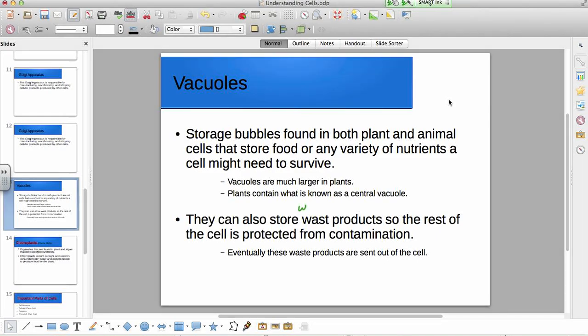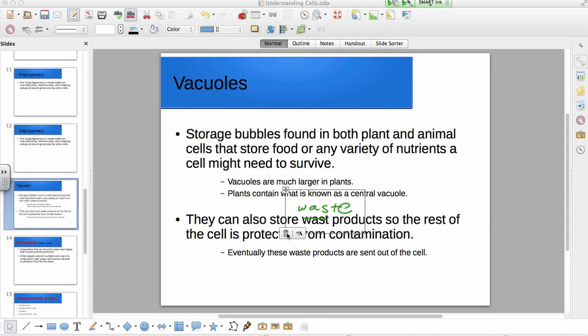So we know that we produce waste and it's poisonous, right? Well, like I've said a million times, each cell produces waste. So that waste is going to be poisonous to that cell. It can contaminate it. So these vacuoles are going to store that waste product and prevent that cell from being contaminated. Eventually, that waste that is stored by the vacuoles is going to be sent out of the cell and then, obviously, eventually removed from the body.